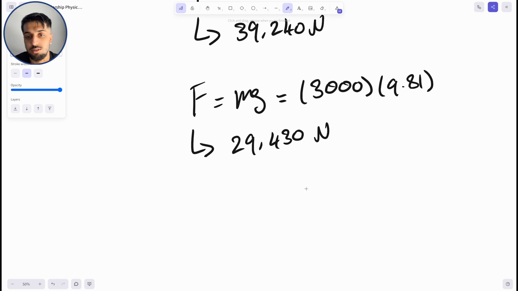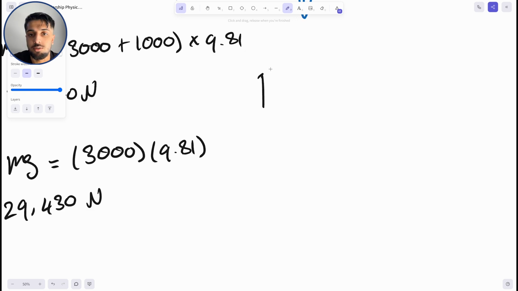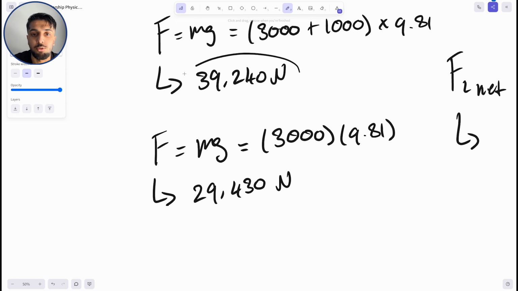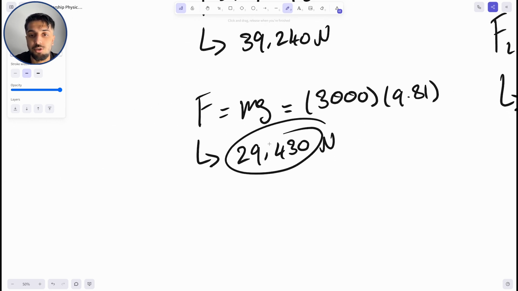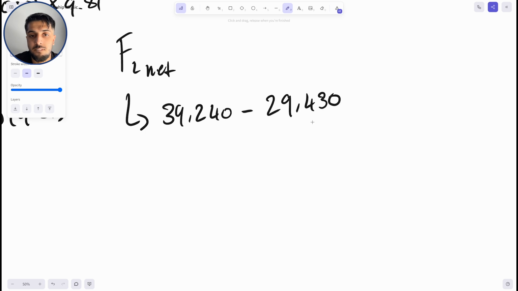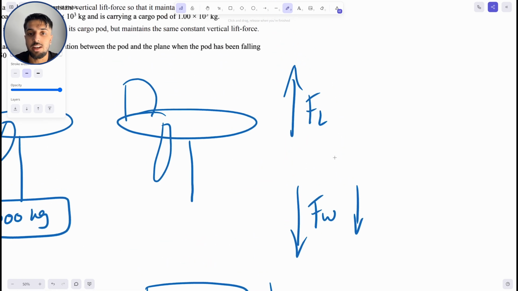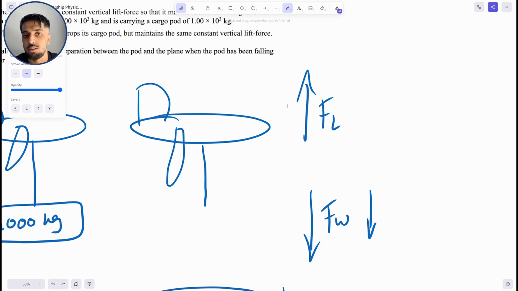Now from this, we can calculate the net lift force by taking the before minus the after. So the net lift force is going to be equal to the force before minus the force after, and that gives us a net force of 9,810 newtons. That value is the net lift force of the plane after the cargo has been dropped.